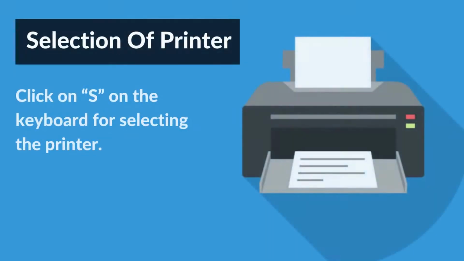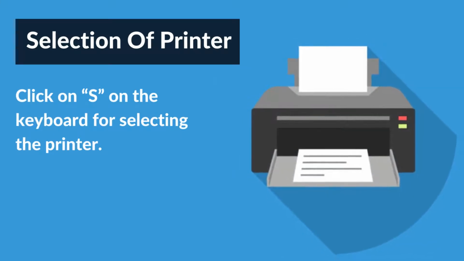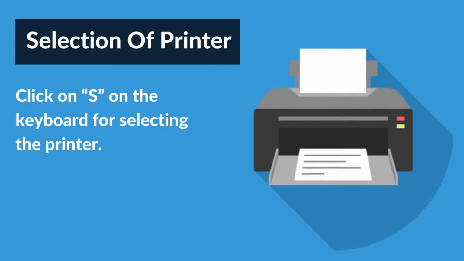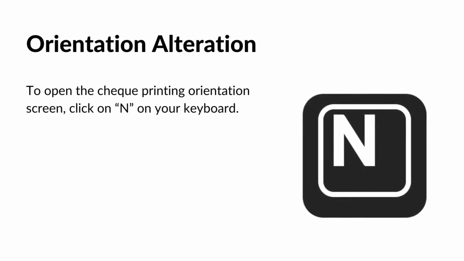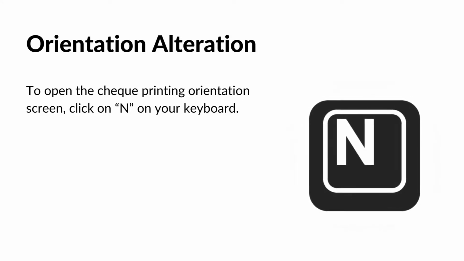Click on S on the keyboard for selecting the printer. Select the printer from the list of connected printers in the network on which you are willing to print the self-cheque. To open the check printing orientation screen, click on N on your keyboard. After selecting the check printing orientation as per requirement, select the orientation to front or rear and let the orientation be vertical in the field Print From.